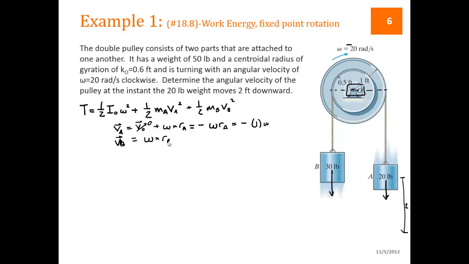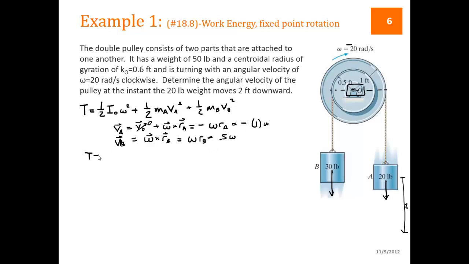You do the same thing for V_B. Omega crossed with R_B. R_B is in the negative j hat, so negative k hat crossed with negative j hat gives us positive i hat. So we have positive omega R_B, which is 0.5 omega. Now technically for the kinetic energy, those signs don't matter because we're going to square both of the velocities. But we can now plug these in, and there's going to be an omega squared in every term.